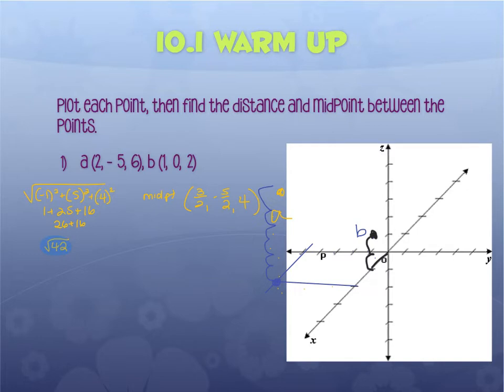And then midpoint, add the 2 and 1, divide by 2, that's 3 halves. Add negative 5 and 0, divide by 2, that's negative 5 halves. Add 6 and 4, divide by 2, that's 8 divided by 2, which is 4. Questions on this one?